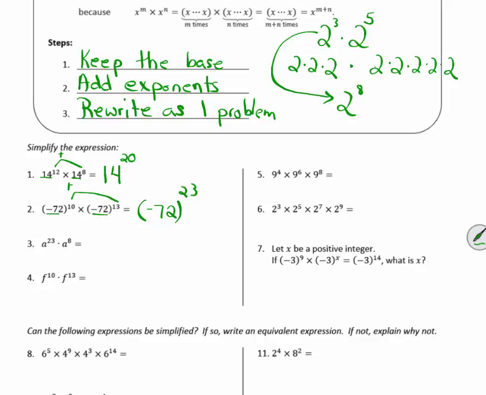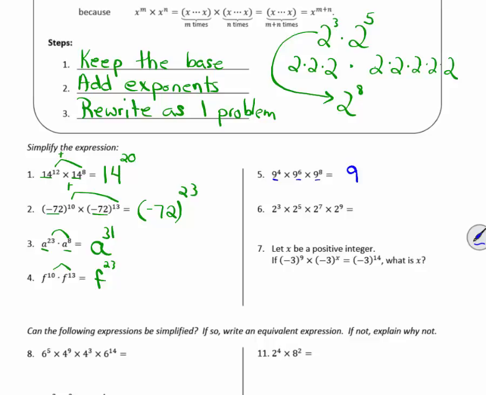Even if my base is a variable, this still works. So I'm going to keep the A. I'm going to add 23 plus 8, which is 31, A to the 31st. For number 4, keep my base, F. Add 10 and 13, 23rd. Even if I have a lot that I'm multiplying together, right? Here I have 9, 9, 9. As long as they're all the same, this works.